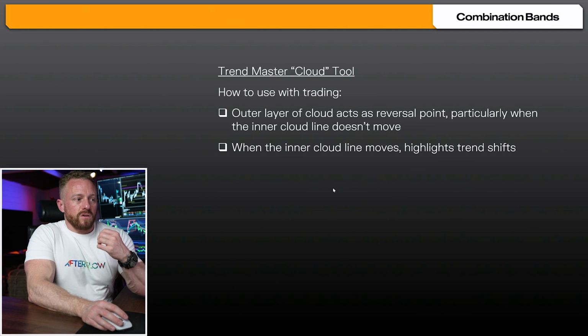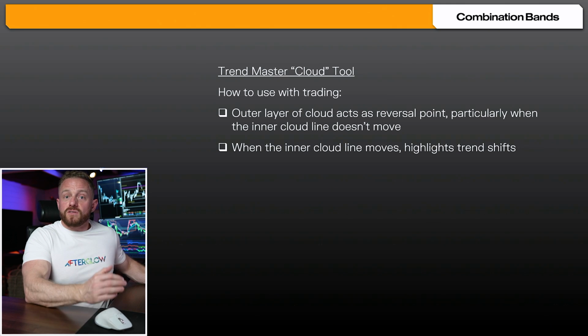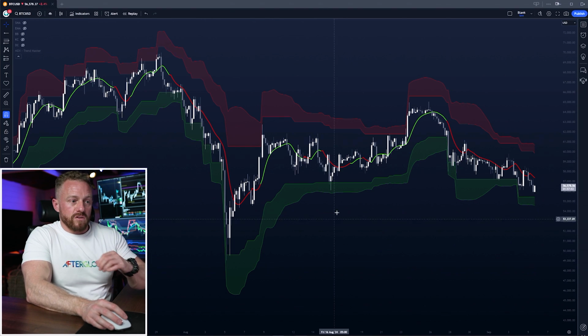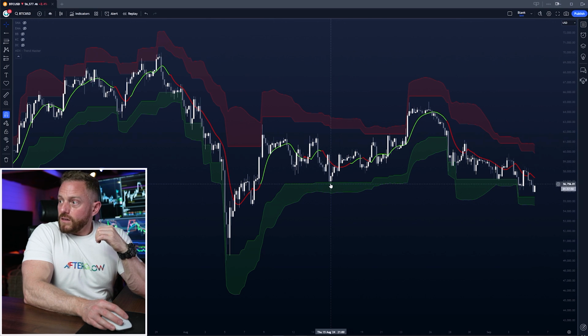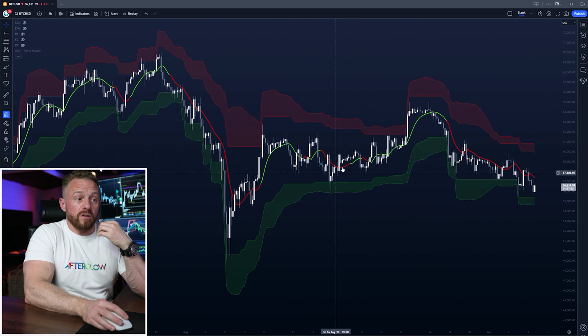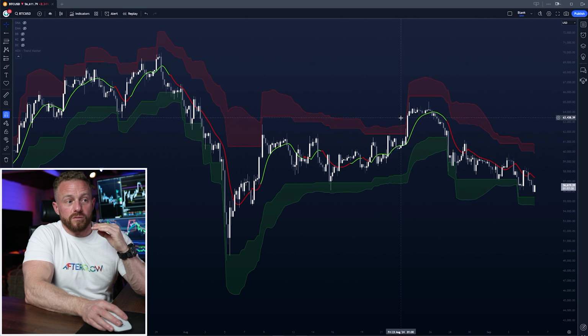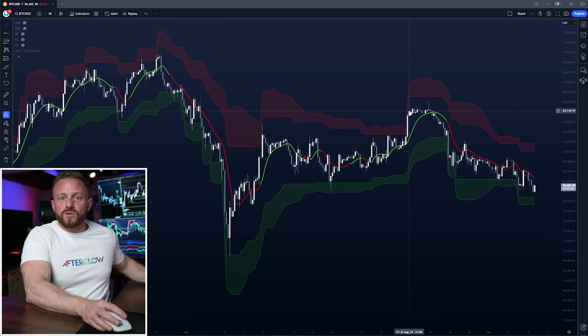The next thing you can do is that when the inner cloud line does start changing and moving up, that highlights the trend shift is actually happening. So coming back to that example, let's say you did get into that long trade, you'd made some initial profits over the first couple of days, but then you start seeing the inner cloud line moving up. Well, then you might think, okay, we are getting a nice trend shift here to upwards trending price action, and also the upper lines are starting to move up. So you might stay in that trade a bit longer.